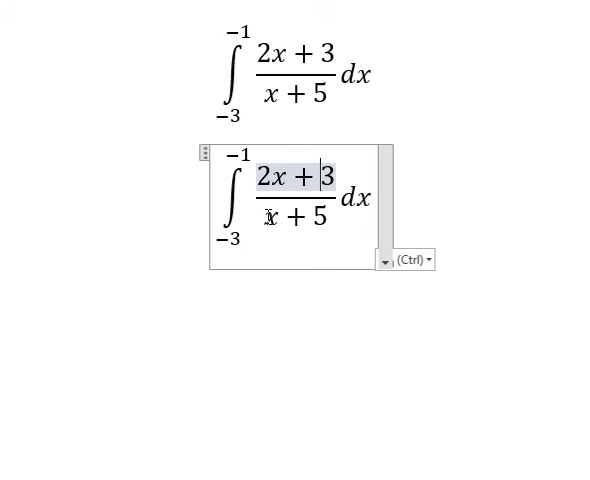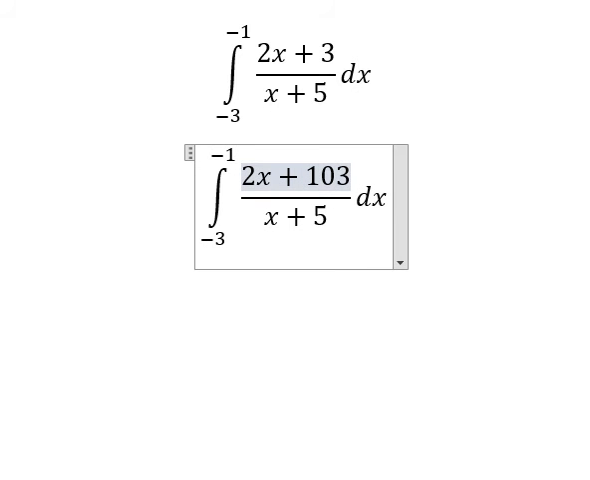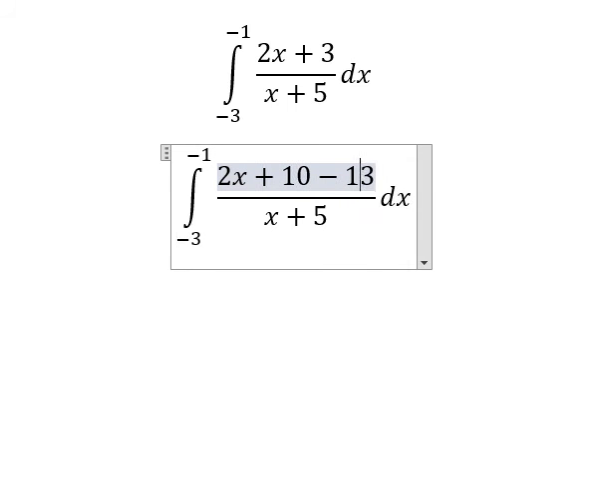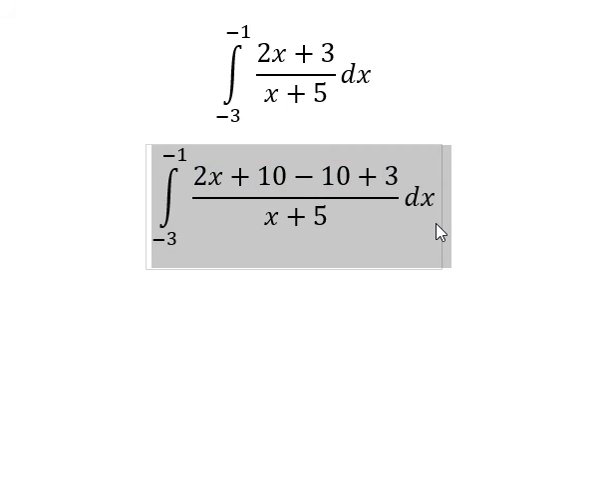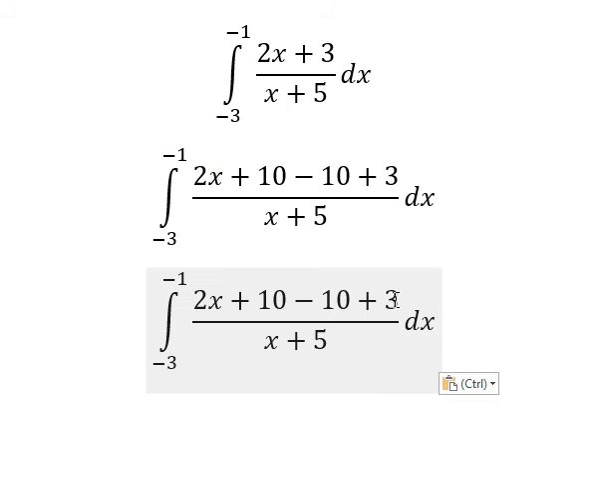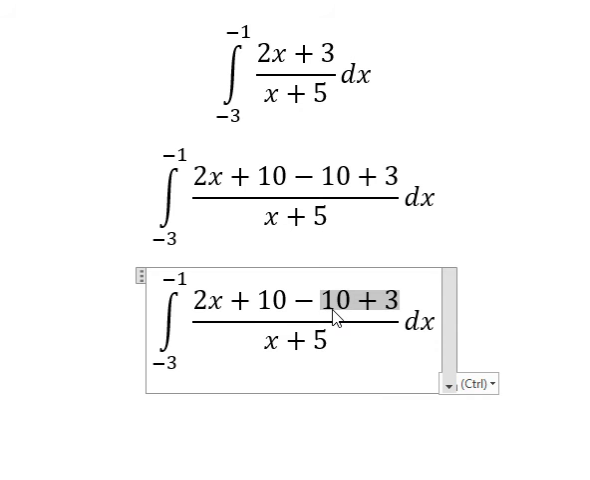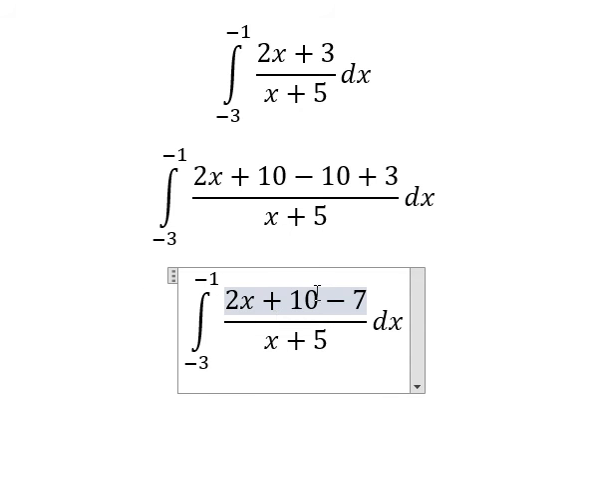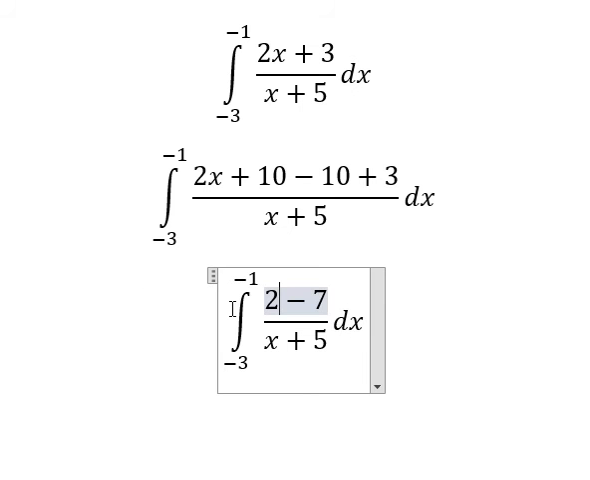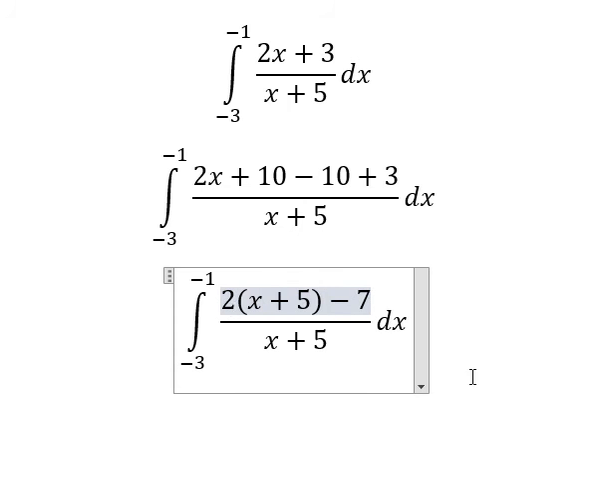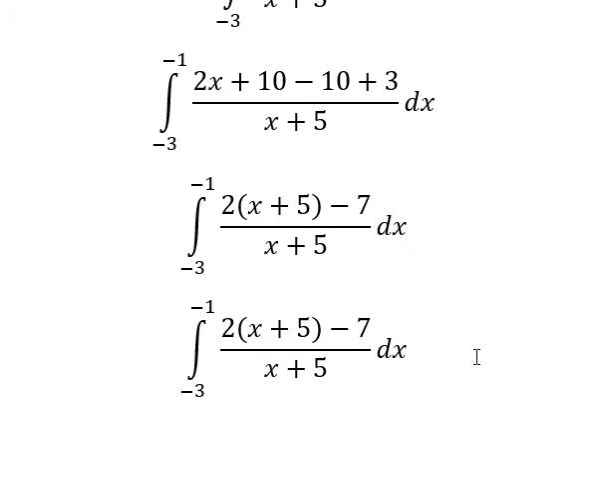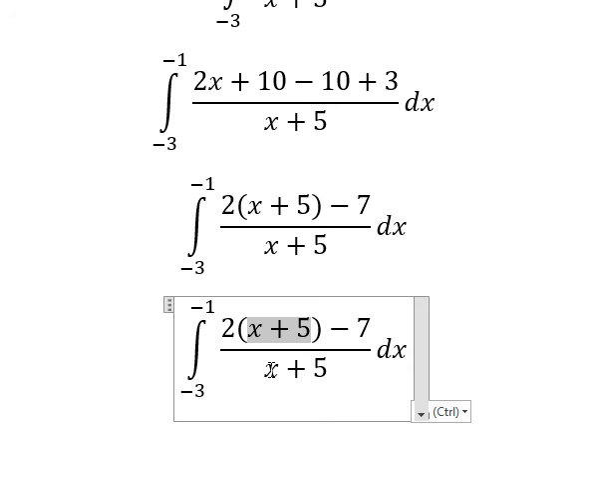We need to create about the factor divided by x plus 5. So I will put about number 10. Later that we need to minus about number 10. This one you got about negative number 7. This one we can do about factorization by number 2. This one divide by this one, so we have number 2 in here.